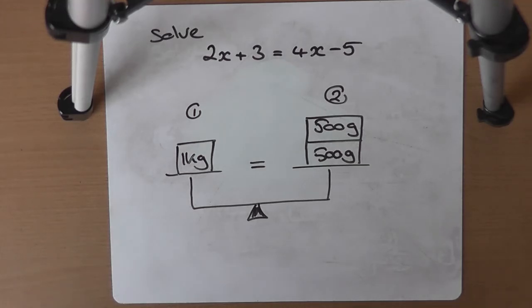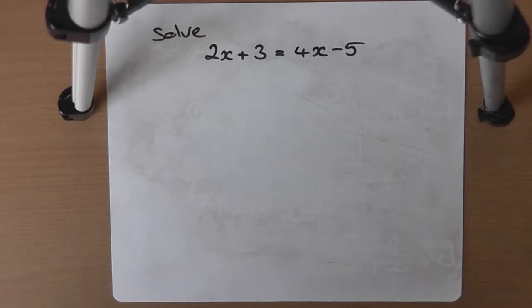Best thing we can do is to actually just have a look at the drawing of the picture, and we'll work out where this is going as we do it. So our question is: solve 2x plus 3 equals 4x minus 5. Now the idea is that these two expressions are equal to each other. So I'm going to draw a set of scales. On one side I am going to visually represent the 2x plus 3, and on the other side I am going to visually represent the 4x minus 5.